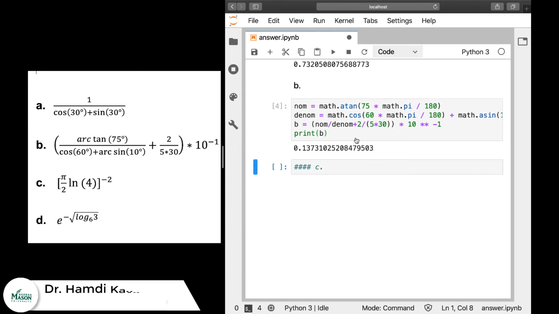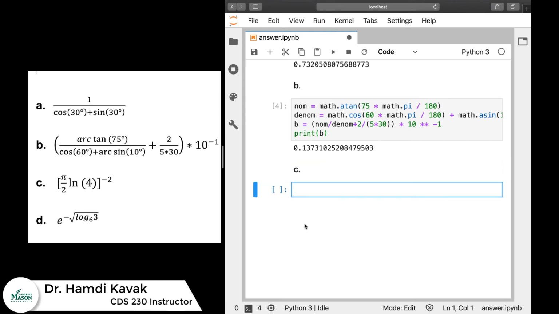In question C, we call math.pi constant to get the pi value and divide it by 2. We then multiply that with natural logarithm 4. In fact, Python's logarithm function actually assigns default base value as e number, which is what we use to calculate the natural logarithm.